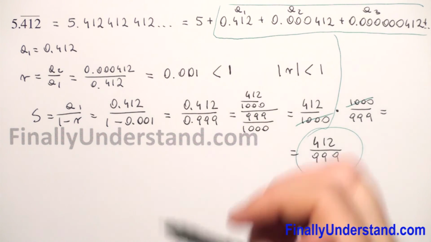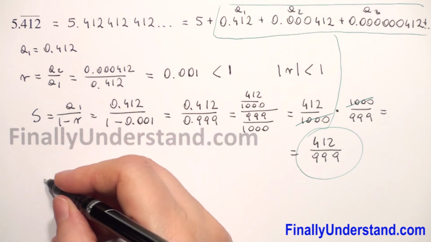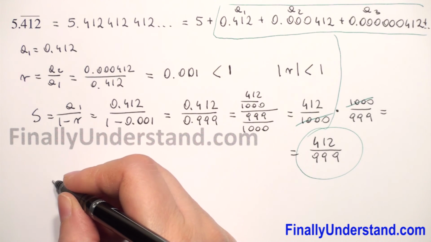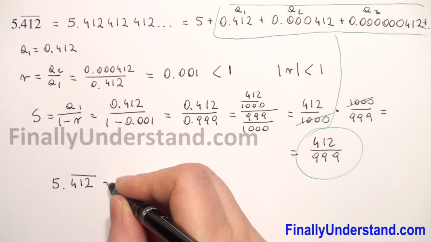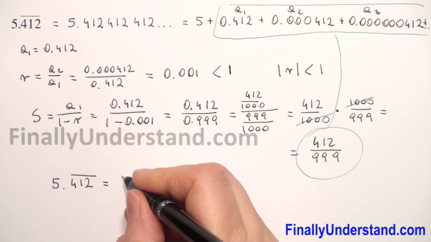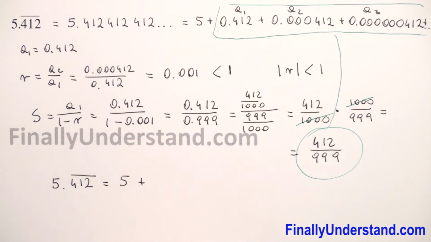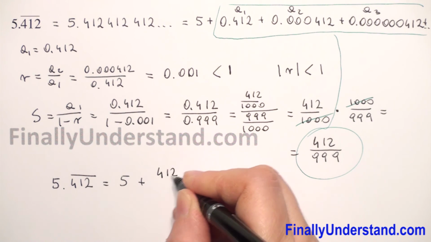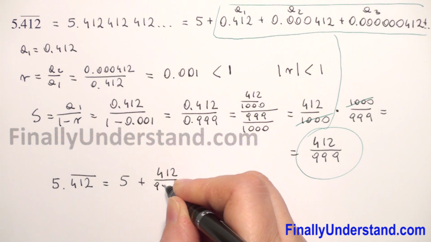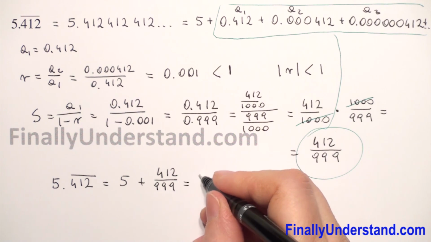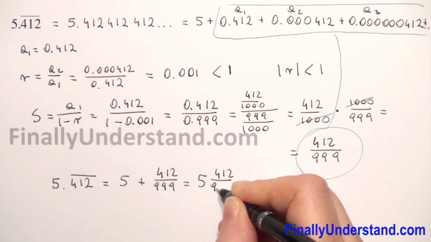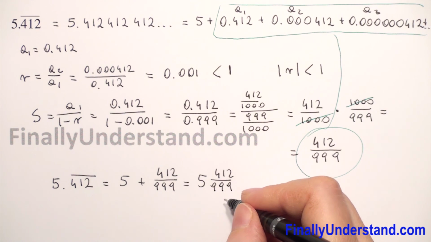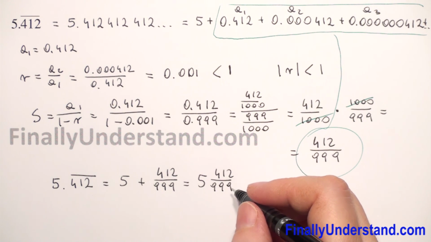We cannot forget about this 5. So now we can rewrite that our decimal number 5.412 repeating is equal to 5 plus 412 over 999. So this is equal to 5 and 412 over 999. So this is my solution.